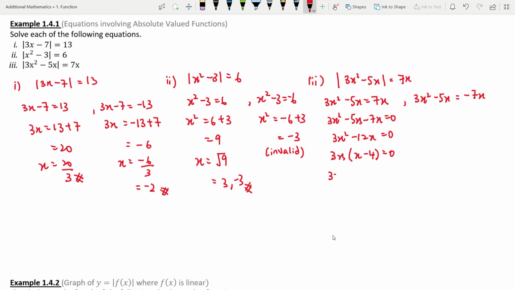3x equal to 0 and x minus 4 equals 0. So 3x is equal to 0, meaning x is equal to 0. And the second one, we have x equal to 4.